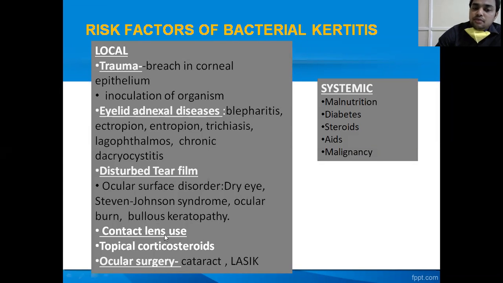And improper, non-hygienic usage of contact lenses, and usage of corticosteroids for a prolonged period, because these corticosteroids are immunosuppressants. They increase the chances of infection. Because of suppression of the immunity, they may increase the chance of infection. And even secondary to any ocular surgery, that is, secondary to any LASIK or cataract surgery, there is a chance of bacterial keratitis. So these are the risk factors of bacterial keratitis.